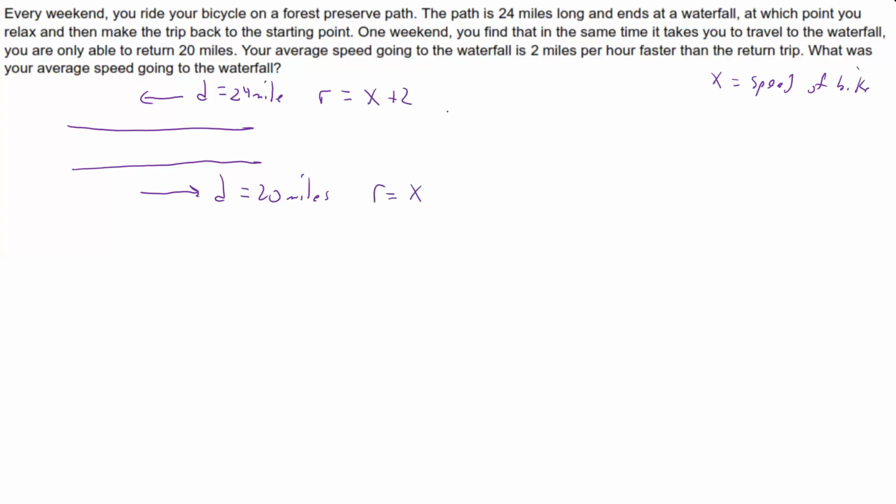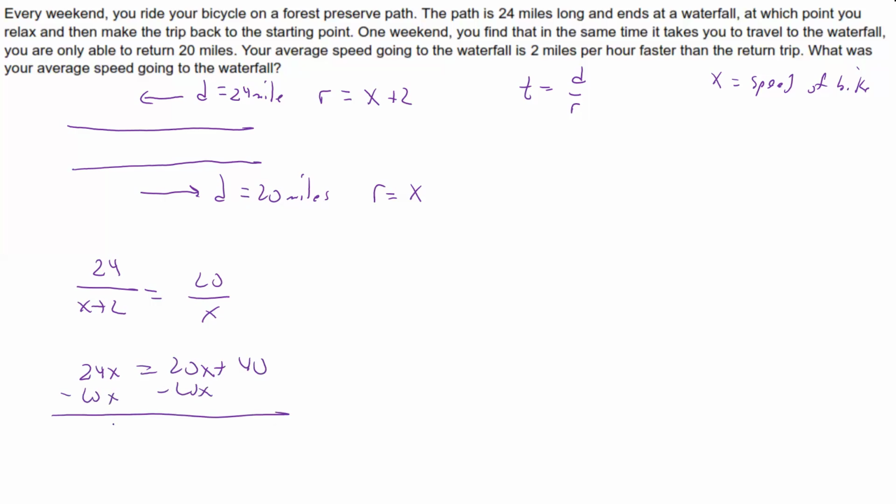Okay. Now those times are going to be equal again. So our time is equal to distance divided by rate. And so our distance was 24 over x plus 2 equals 20 over x. Now we solve for x. So we do cross product. We get 24x equals 20x plus 40. Minus 20x, 4x equals 40, divided by 4. So it looks like x is equal to what? 10 miles per hour on the return trip.